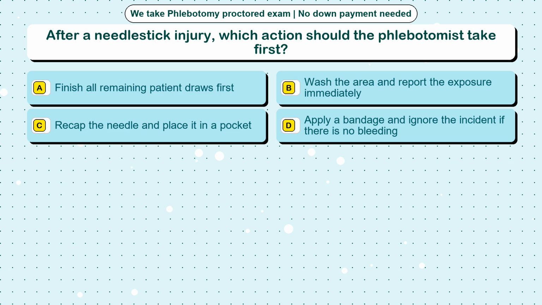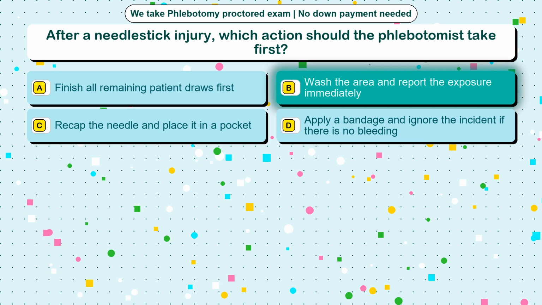Option A, finish all remaining patient draws first. Option B, wash the area and report the exposure immediately. Option C, recap the needle and place it in a pocket. Option D, apply a bandage and ignore the incident if there is no bleeding. The correct answer is option B, wash the area and report the exposure immediately.